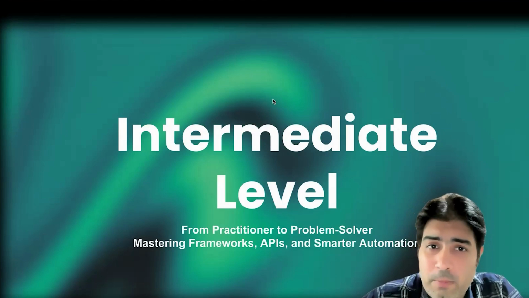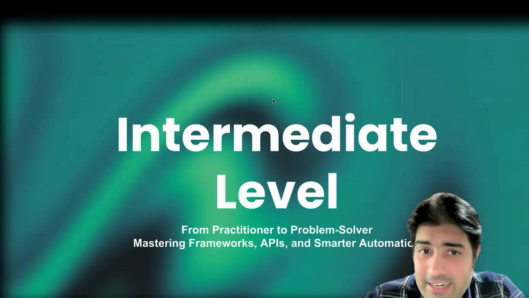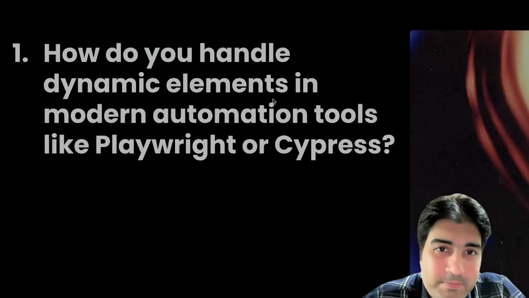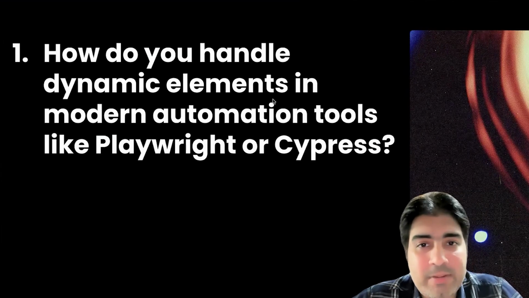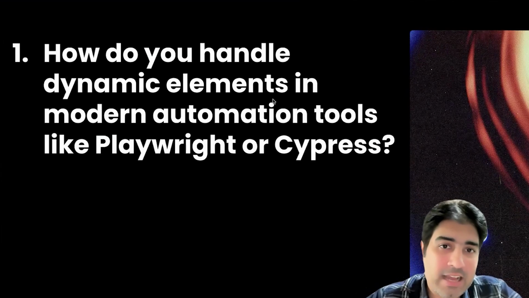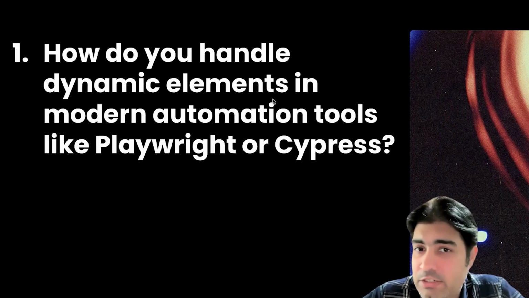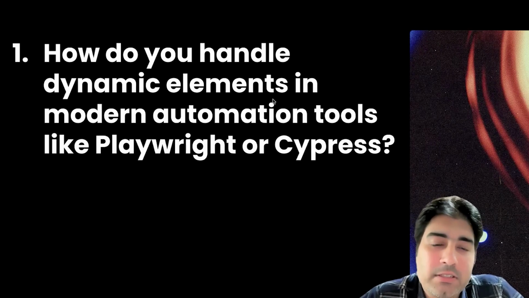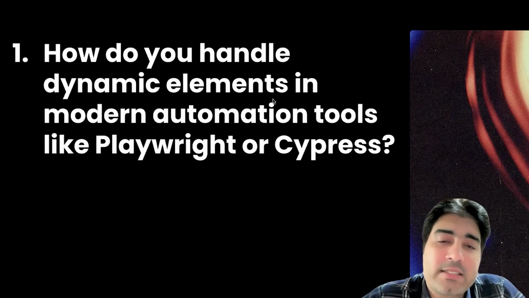So if you're ready to move from being a test executor to an automation problem solver, let's dive right into our first question. First up, dynamic elements. How would you handle dynamic IDs, changing locators, and general flakiness caused by front-end frameworks, especially with modern automation tools like Playwright or Cypress? Great question, right? This is one of the most common pain points.